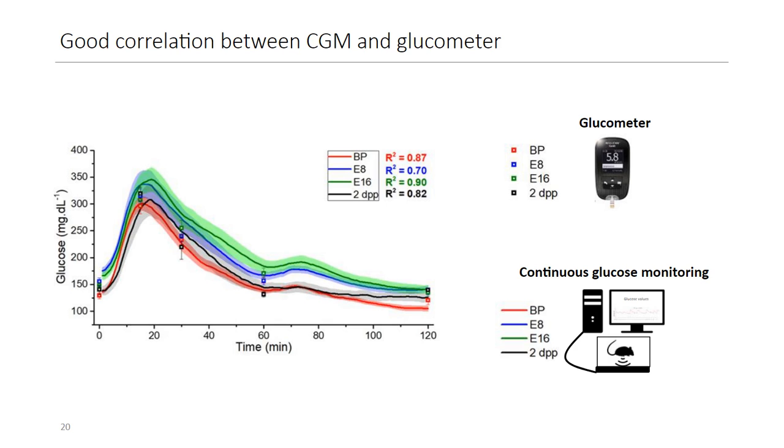Because we wanted to know whether the continuous glucose monitoring gives us accurate values, we also decided to use the glucometer and measure during every glucose tolerance test the same time points as we would do for a normal glucose tolerance test. And throughout the full pregnancy, before and after, we obtained really good correlations between the glucometer values and the continuous glucose monitoring values.